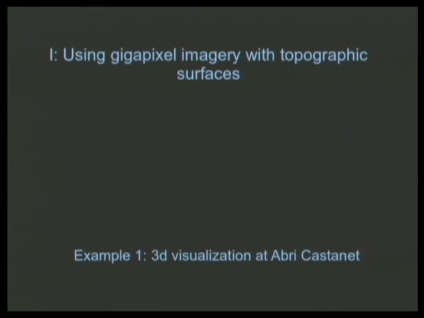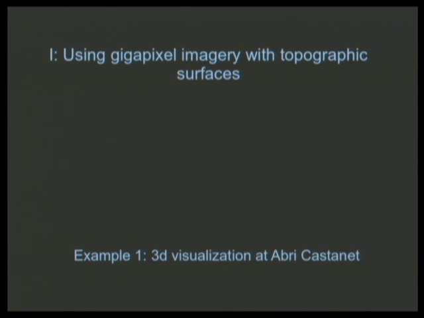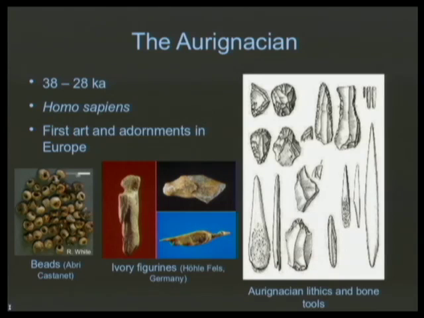So to start with, my first example, and most of what I'm going to be talking about, comes from southwestern France. As you can see from my title slide, it's a pretty harsh place to work. Difficult field conditions. Oh, great. Is that better? Okay. So I'm going to talk a little bit about using the Gigapixel imagery with pre-generated topographic surfaces, particularly from the site of Abri Castanet in southwestern France.